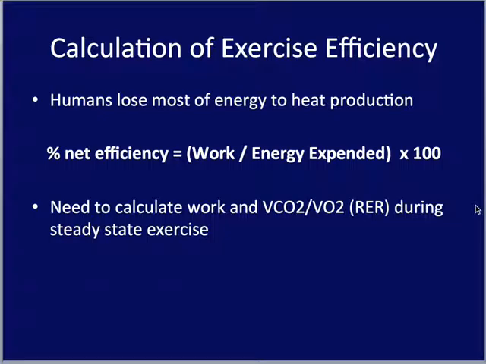So, looking at the percent net efficiency, you need to calculate the work and also the VCO2 and also the RER, which is the VCO2 divided by the VO2 during steady state exercise. In steady state exercise, as we'll get into with homeostasis in the next chapter, your heart rate, your blood pressure, your breathing all stay relatively constant. It can't be in the middle of increasing or decreasing. It has to be relatively constant for a certain amount of time.